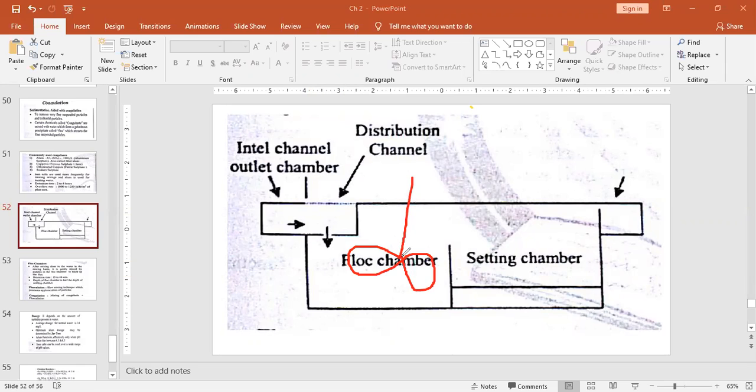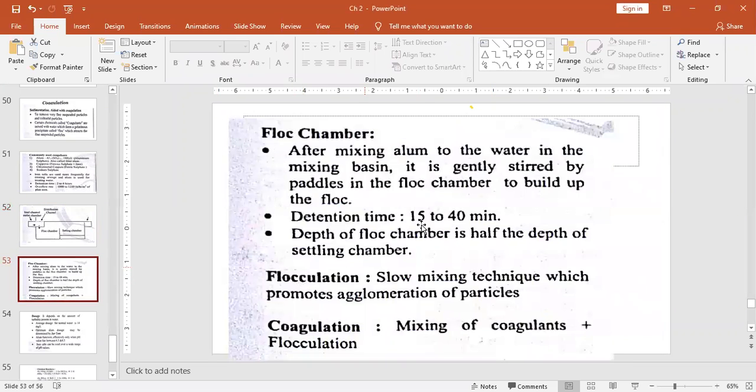So only the flock formation process must be performed. Otherwise, if you are mixing at a rapid rate, then what happens? The formed flocks also start deforming. It will start the deformation of flocks. So that's why it should be gentle mixing, and then sedimentation in a sedimentation tank. Okay, so this is about the flock chamber, and the detention time you must keep is 15 to 40 minutes.